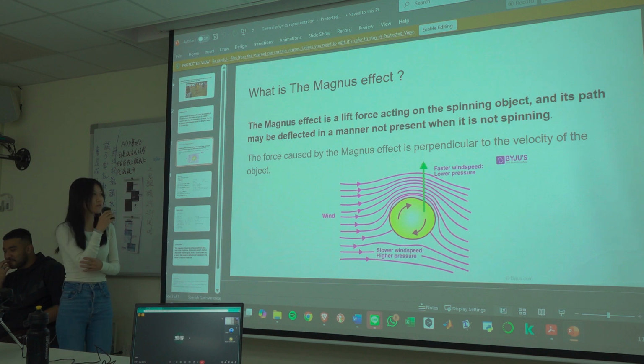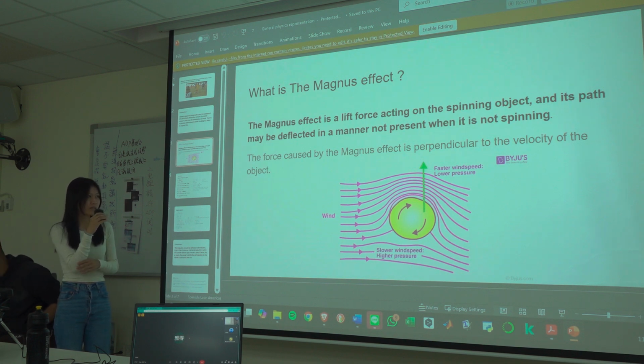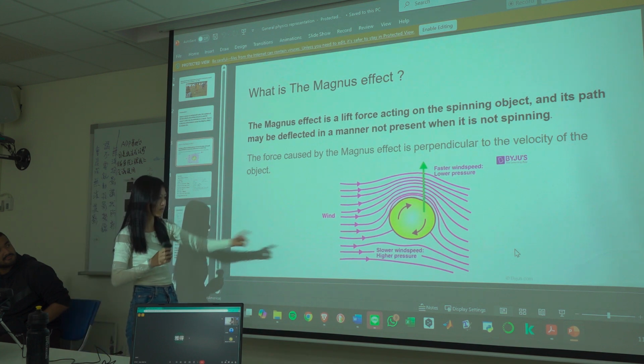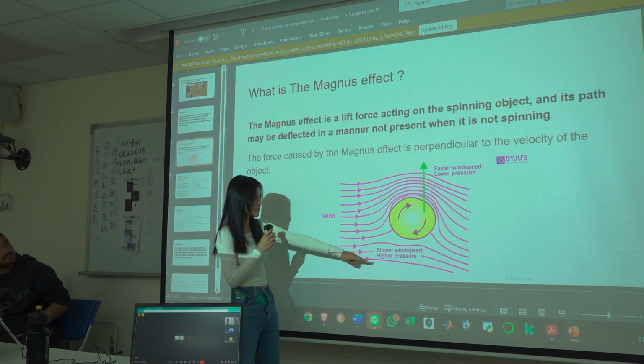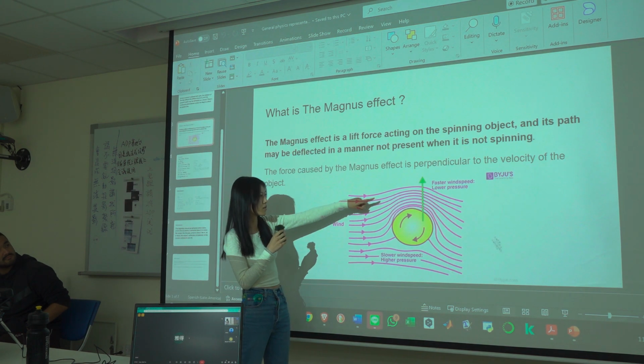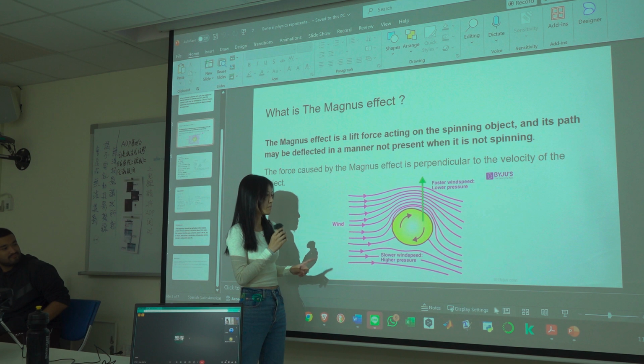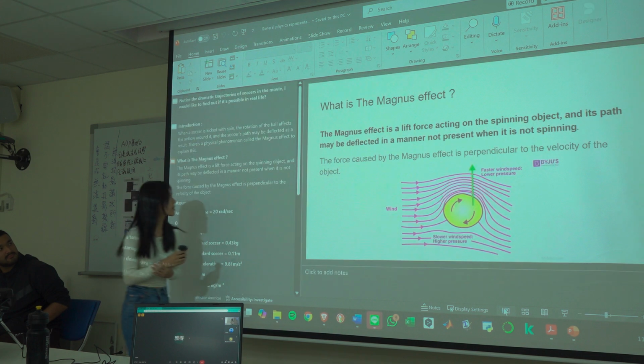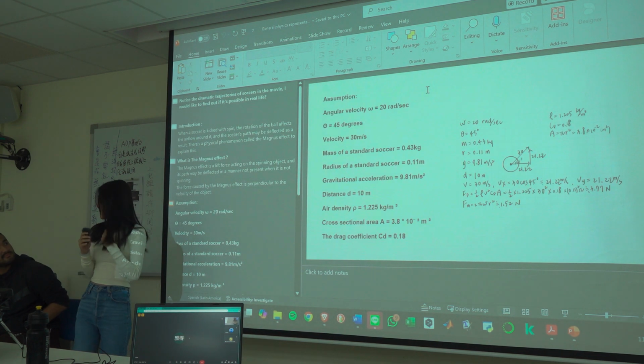It's a lift force acting on the spinning object, and its path may be deflected in a manner that is not present when it is not spinning. The force caused by the Magnus effect is perpendicular to the velocity of the object. As we can see from this picture, there is a higher pressure and a lower pressure, so the Magnus effect force will act this way. Next page.